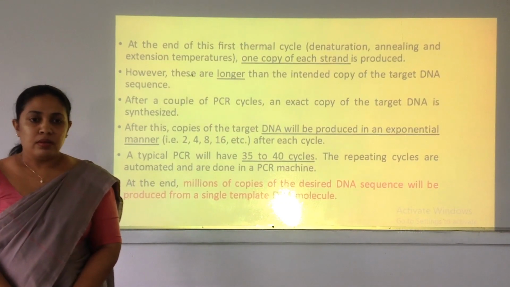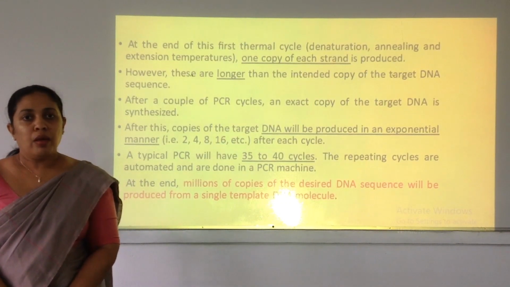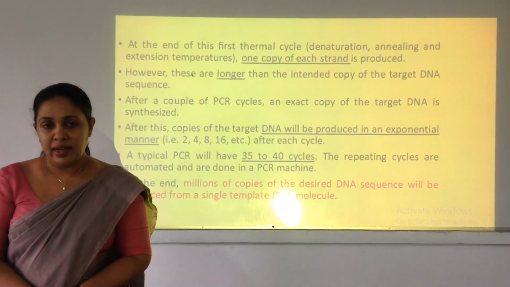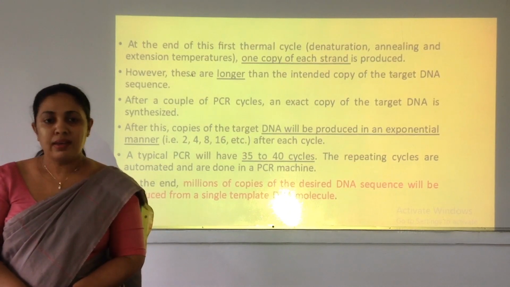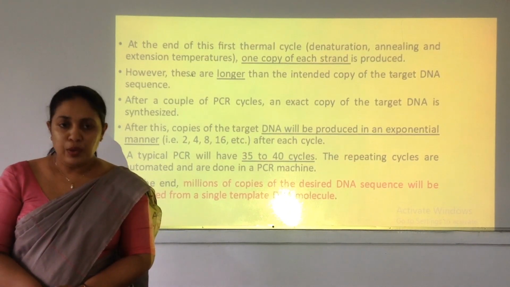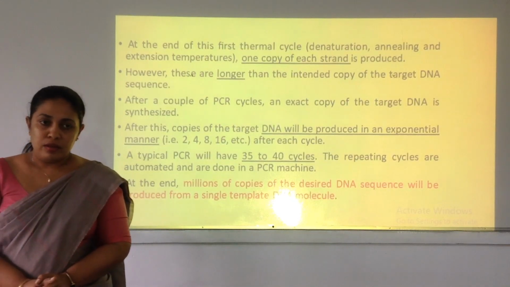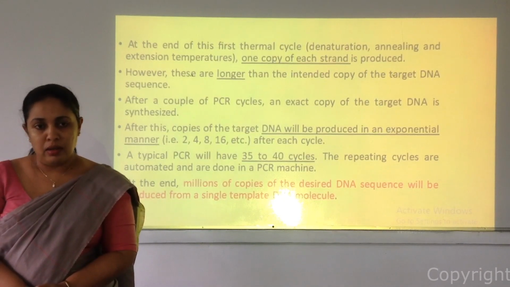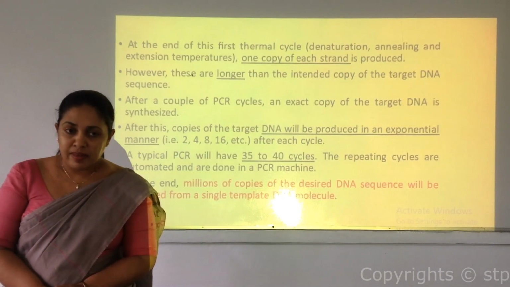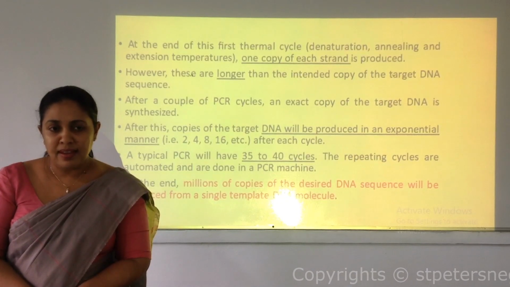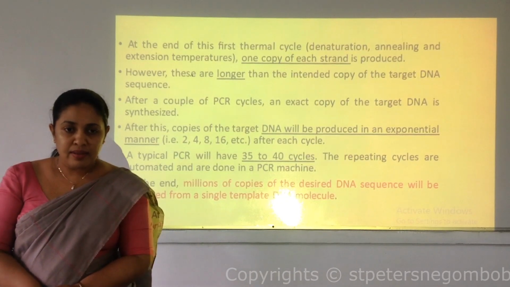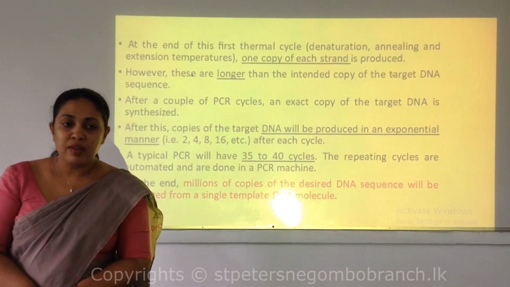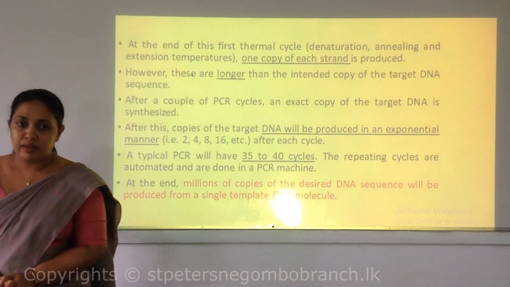another set of copy is formed, but this copy is having some problems. It is a bit longer. Because of the primer, it has some extra nucleotides, so it is longer. So after another couple of PCR cycles, it becomes normal. After the third cycle, the PCR process is increasing, the copying is increasing in an exponential manner. It means 2, 4, 8, 16, etc.